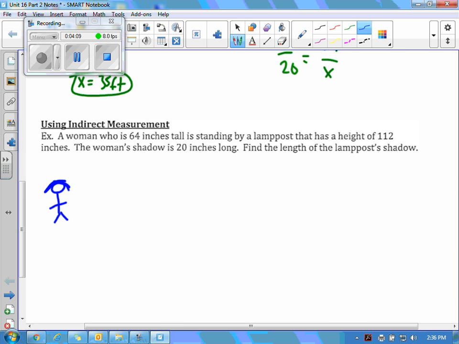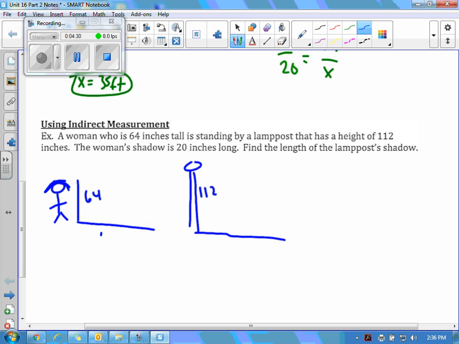Great drawing, I know. Okay. Our lady is 64 inches tall. And we know that she's going to have a shadow. We also have a lamppost, which looks surprisingly like a person as well. The lamppost is 112 inches tall. And we know that that has a shadow as well.